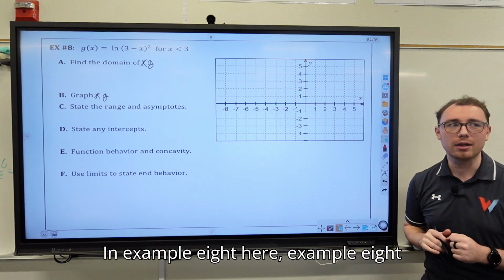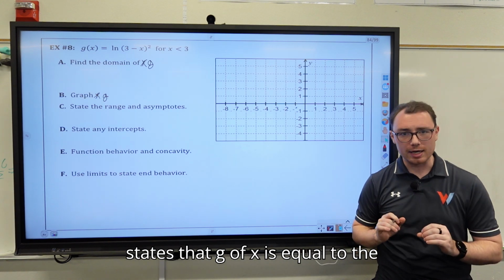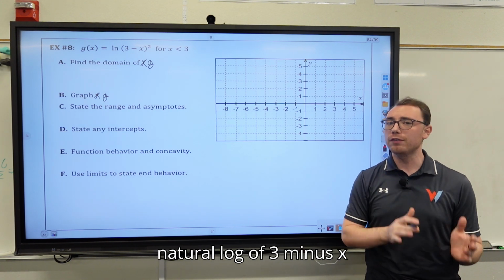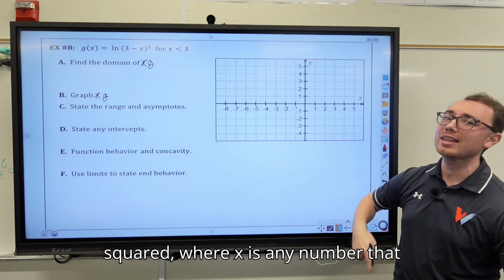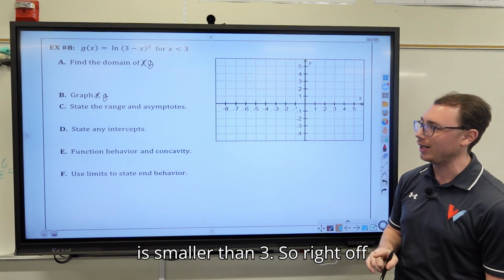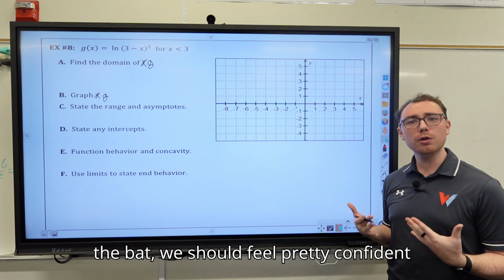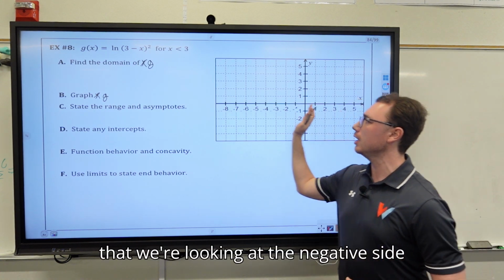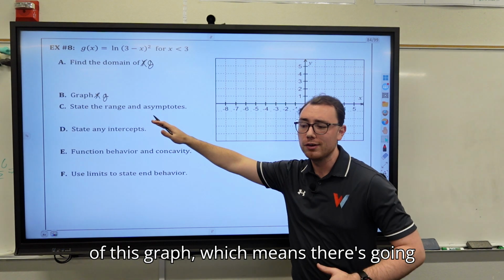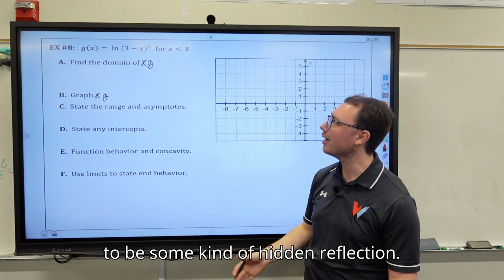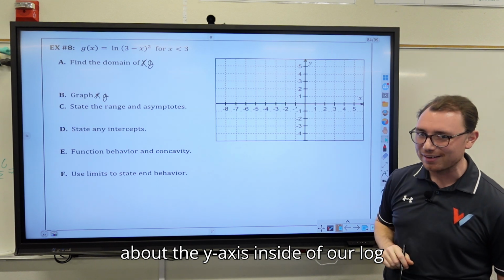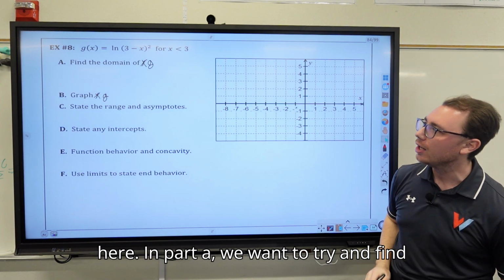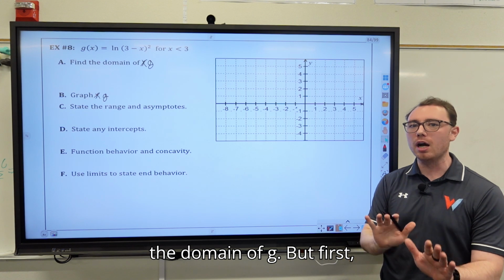In example 8 here, g of x is equal to the natural log of (3 minus x) squared, where x is any number that is smaller than 3. So right off the bat, we should feel pretty confident that we're looking at the negative side of this graph, which means there's going to be some kind of hidden reflection about the y-axis inside of our log here. In part A, we want to try and find the domain of g.